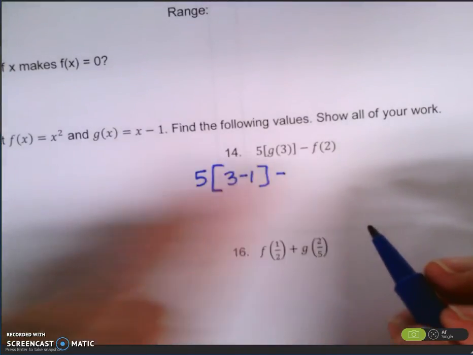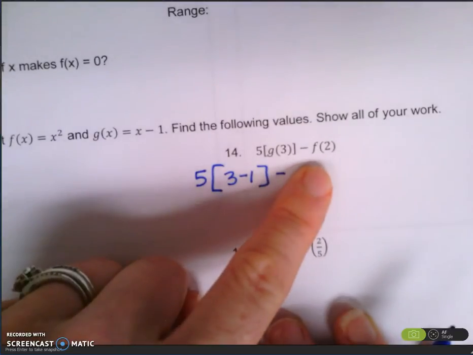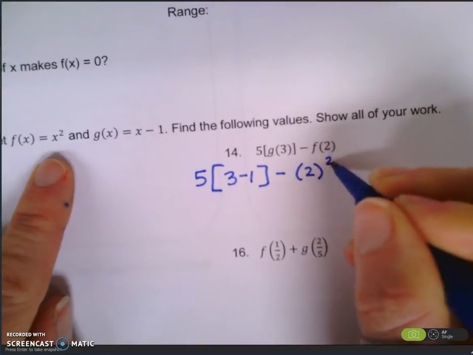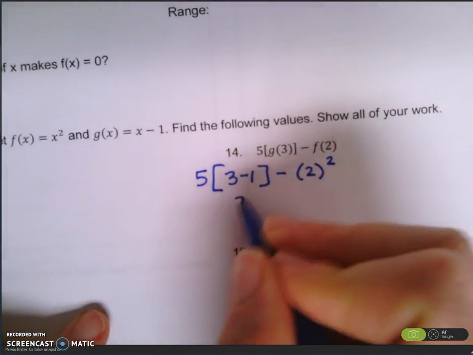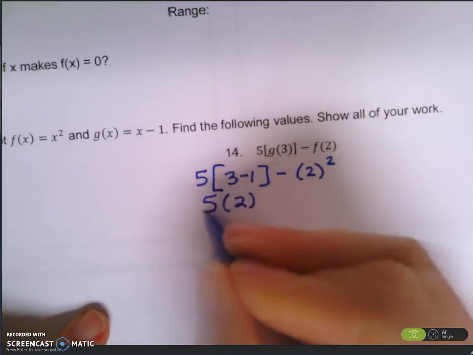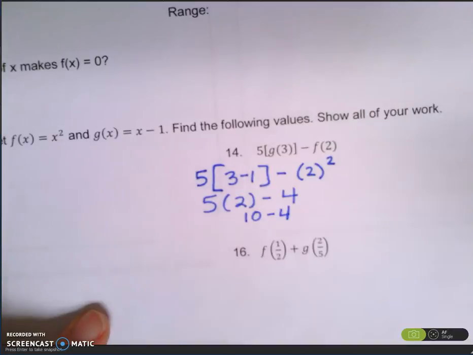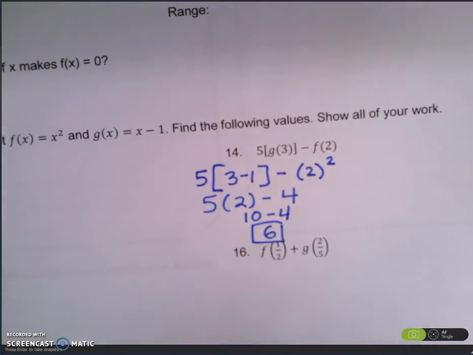f of 2, or the function f evaluated at 2, would be 2 squared. Using order of operations, 3 minus 1 is 2, minus 4, 10 minus 4, and 10 minus 4 is 6. Excellent. Let's do one more together.